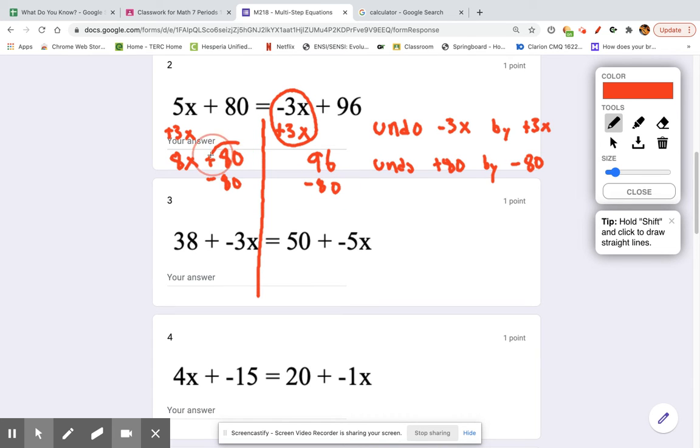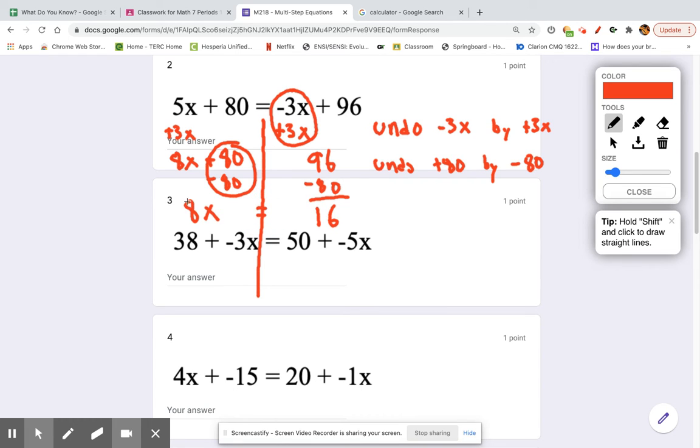So 80 minus 80 equals 0. They cancel out, leaving us with just 8x, because 8x plus 0 is 8x. Anything plus 0 is that, right? 8 plus 0 is 8. So 8x plus 0 equals 8x. 96 minus 80 is 16. So we have 8 times x equals 16.